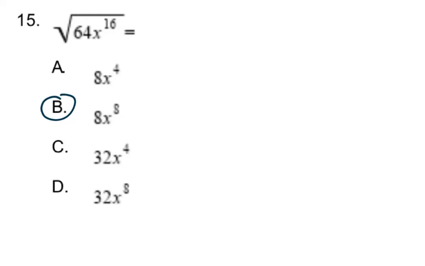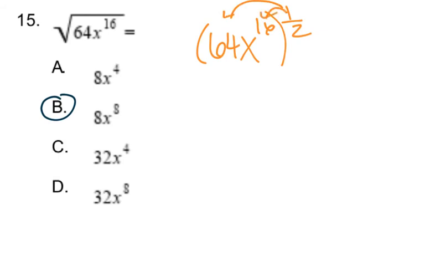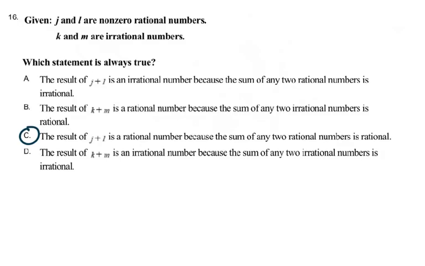Alright, pretty much the same thing with this one. I'm going to remember that the square root is the same thing as the 1/2 power. And then I'm going to distribute that 1/2 to both things inside. So 64 to the 1/2 power is 8. X to the 16th times 1/2 is x to the 8th, so the answer is B.